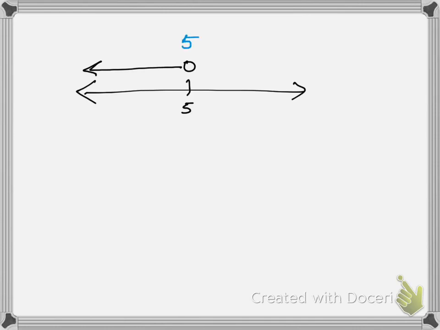First, I would write a 5 over the number 5. That's easy, because that's the number 5. Now, over the arrow, remember the arrow means that it continues on forever, but it's going in the negative direction. So, over there, I would write negative infinity. Okay, to do the interval notation, I would take the two numbers that I just wrote, negative infinity and 5, and I would put them together with a comma in between them.